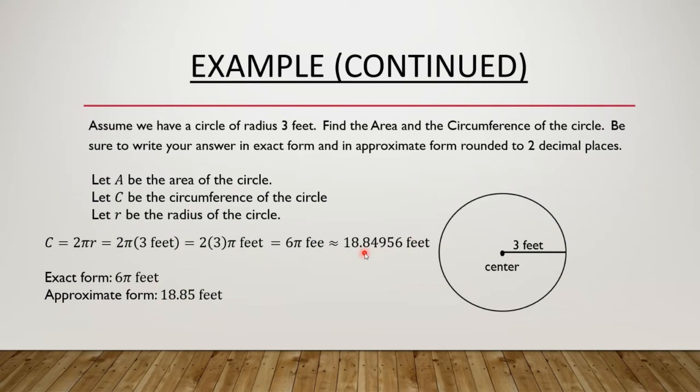We have 18.84, but now we're going to round to 2 decimal places. So we look at the 3rd decimal place. That's a 9. Well, 9 is bigger than or equal to 5. So for the 2nd decimal place, we're going to bring it up 1 digit. So in the end, we get 18.85 feet. That's our approximate form.